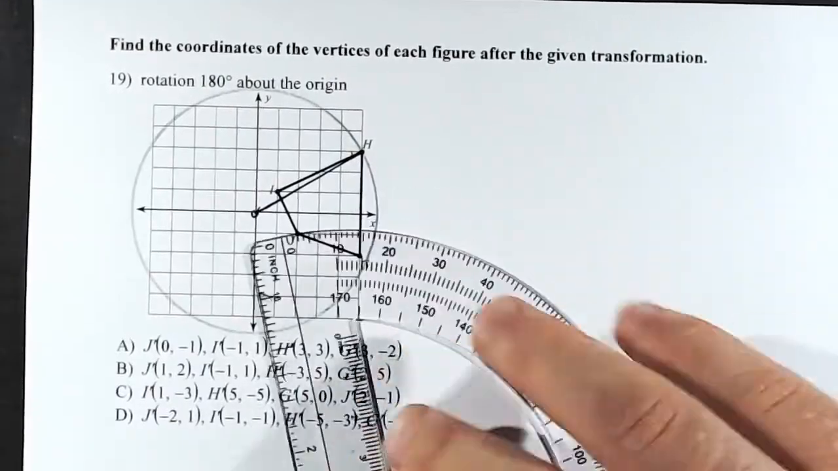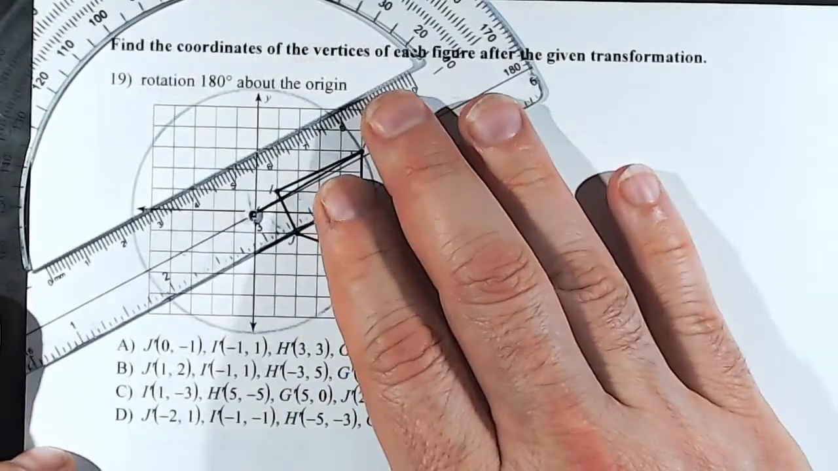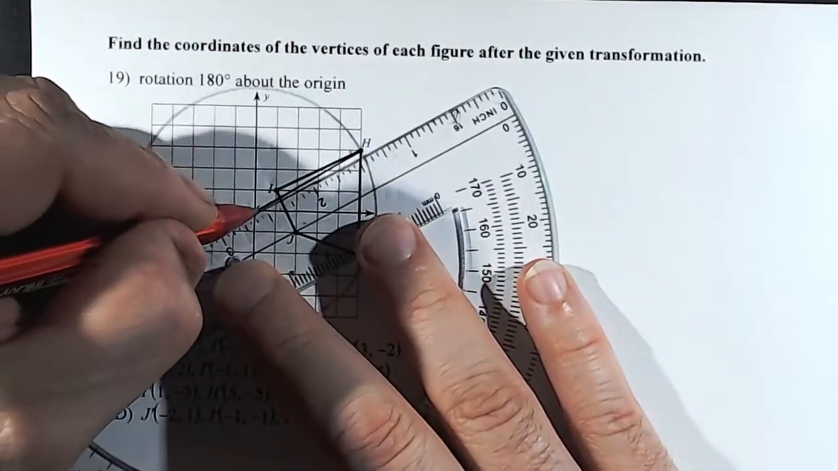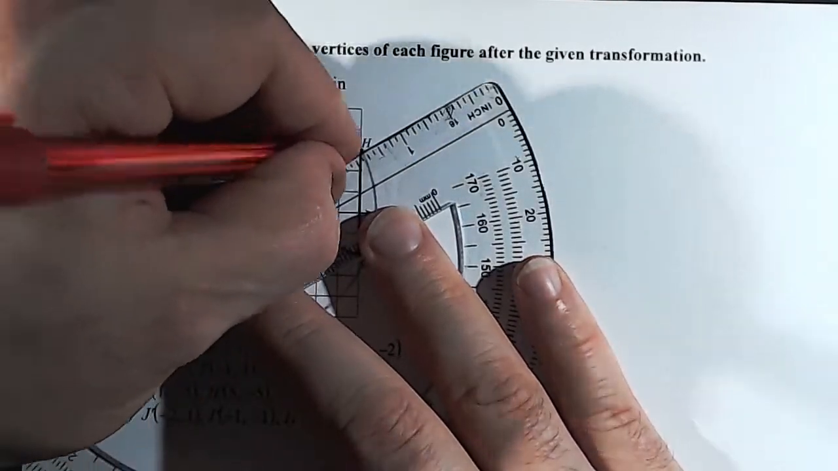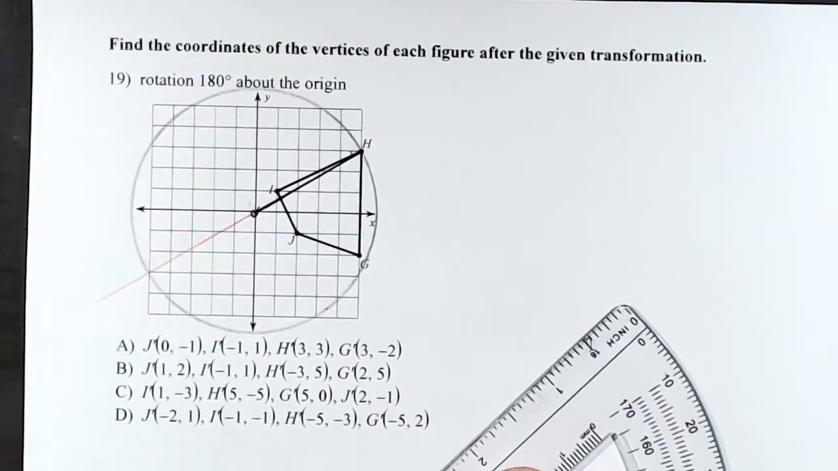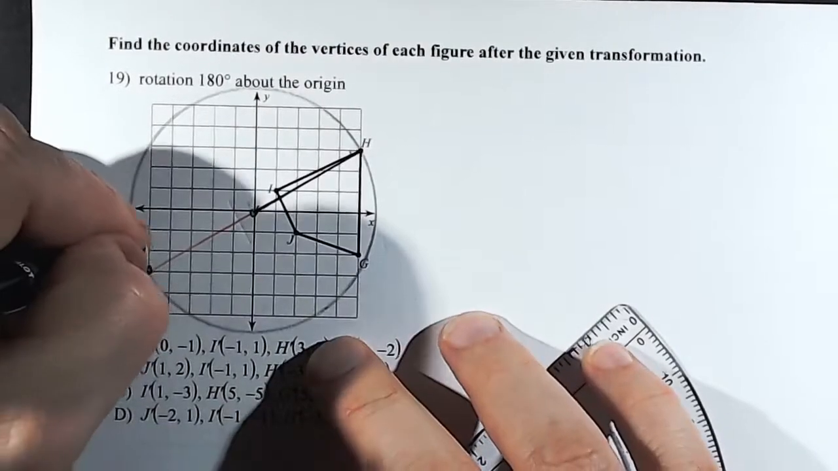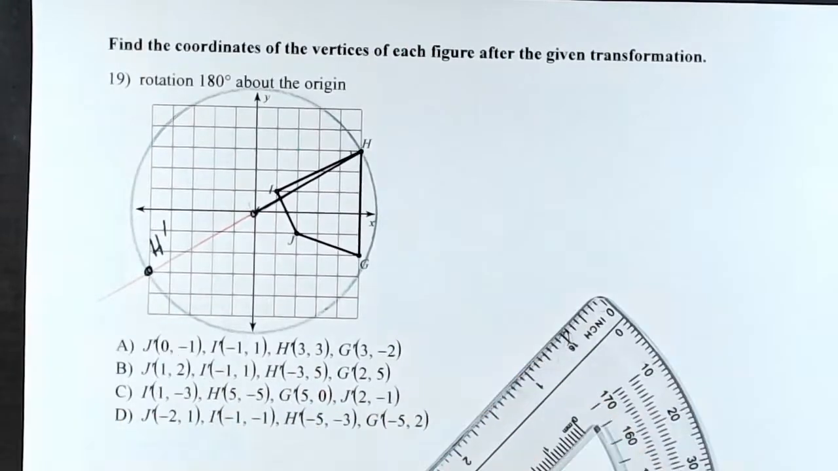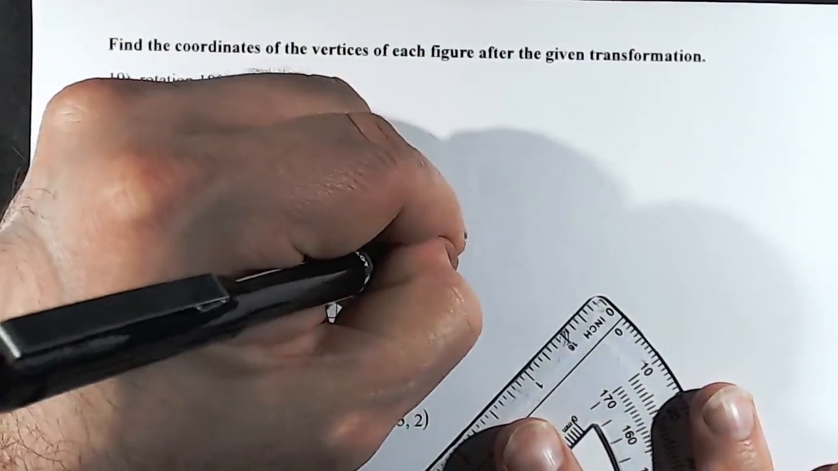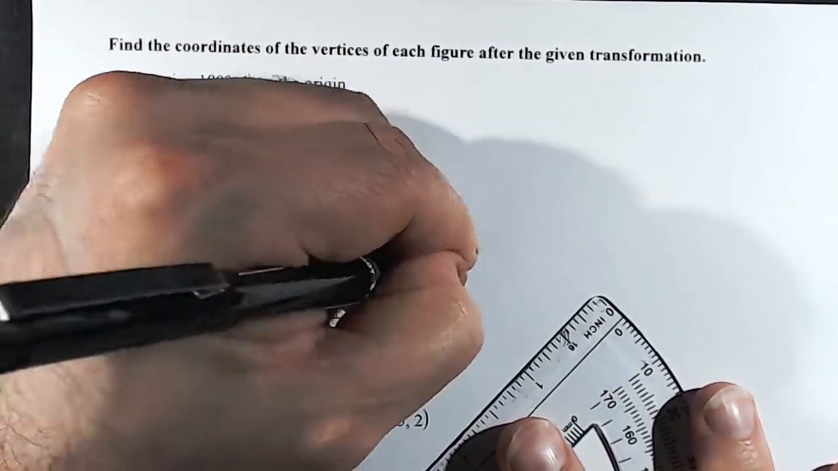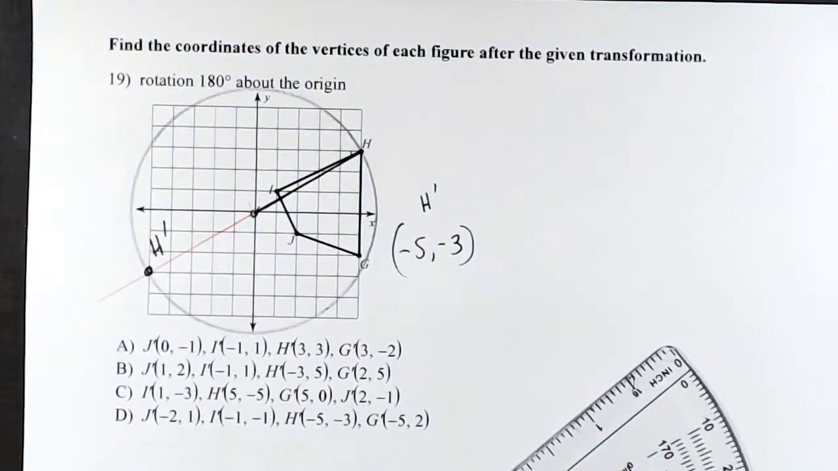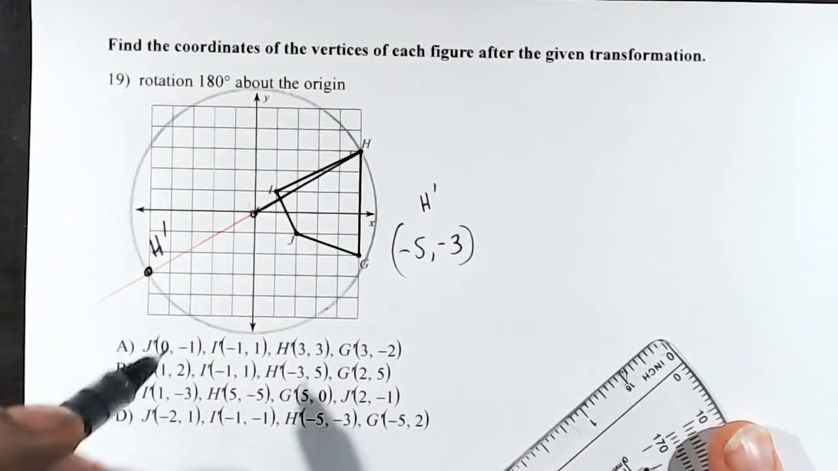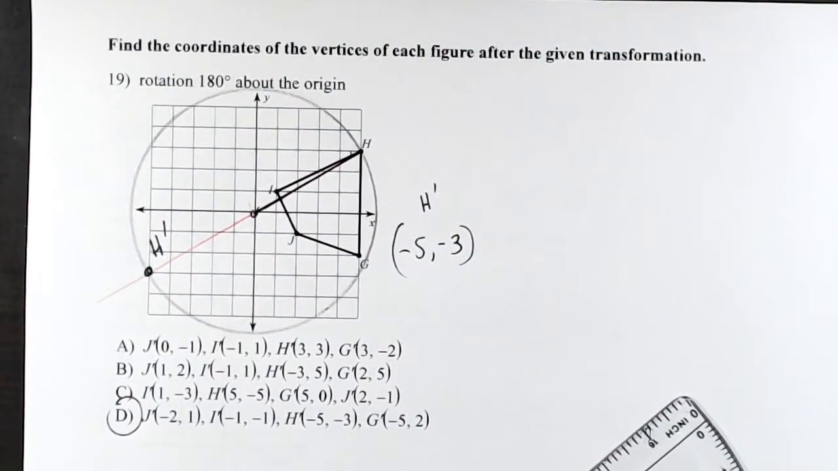All right. So 180 degrees is a straight line, people. So what you're going to want to do is follow that rotation path and just see where it's going, right there. So this is the rotated point H. So this is H prime at -1, 2, 3, 4, 5, comma -3. -5, comma -3 is H prime. Bingo. Okay, so it's D. Number 19 is D.